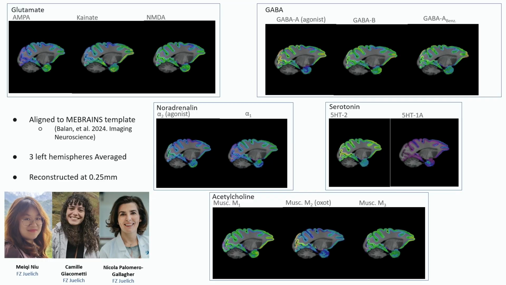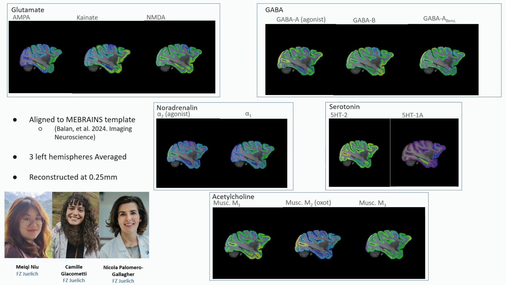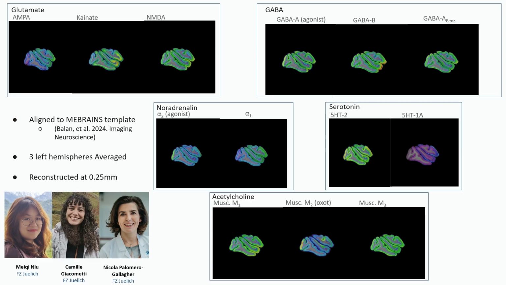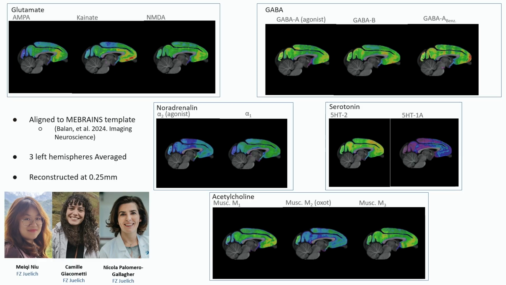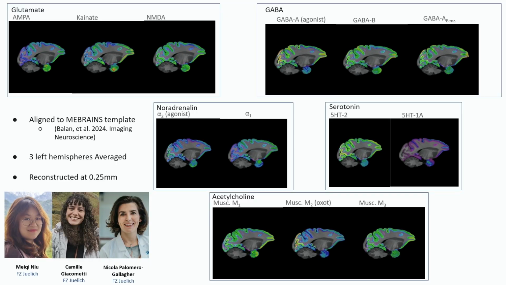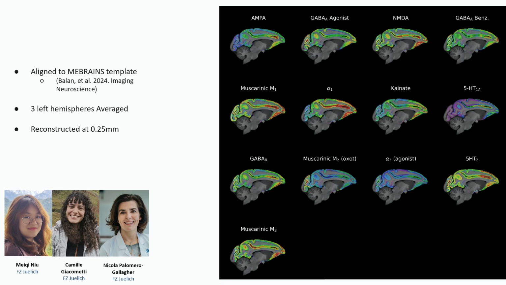So these brains were aligned to the MeBrains template. And there are three left hemispheres averaged together, and these were reconstructed at 250 microns. And so big thanks to Meichi, who's here, and Camille and Nicola, because they've helped a lot in QCing all of this and helping get it to this stage. And also Nicola collected the data.